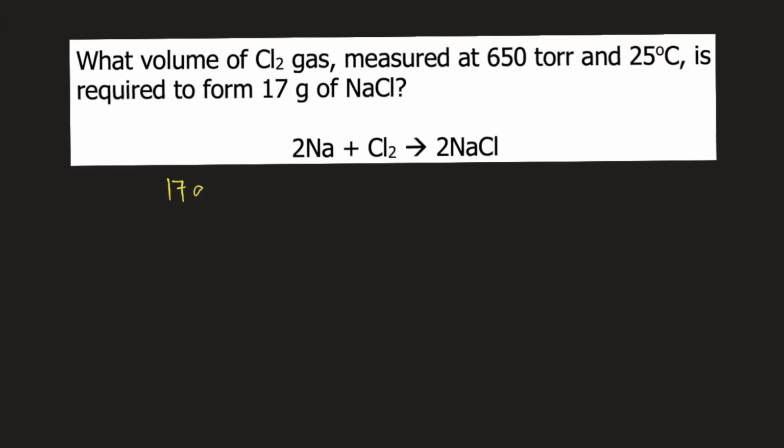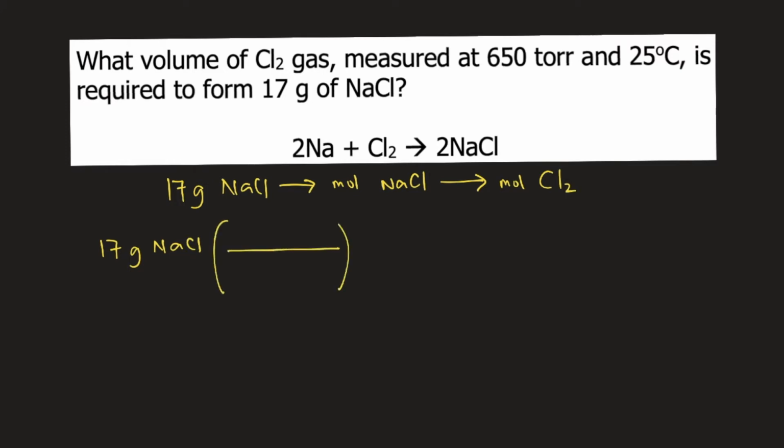So we need to convert 17 grams of NaCl into moles of NaCl, and from moles of NaCl, convert that to moles of Cl2. So starting with 17 grams of NaCl, to convert that to moles, we need the molar mass. So 1 mole of NaCl weighs 58.44 grams. Grams of NaCl would cancel. We are left with moles of NaCl.